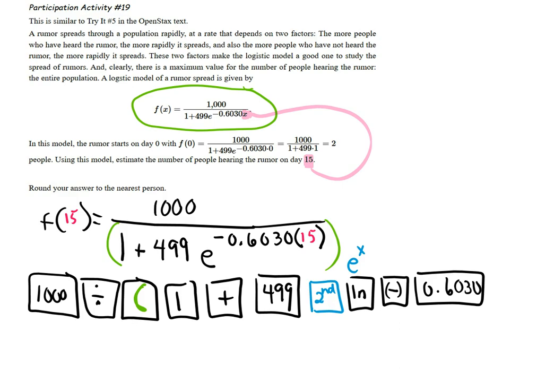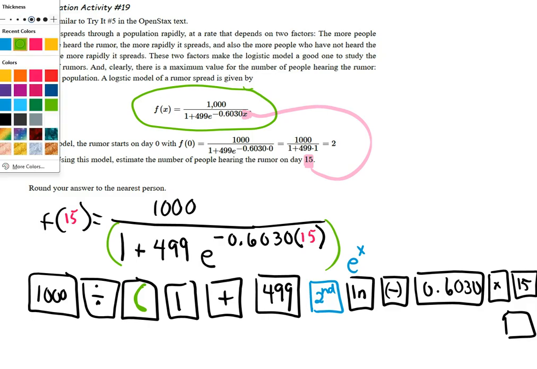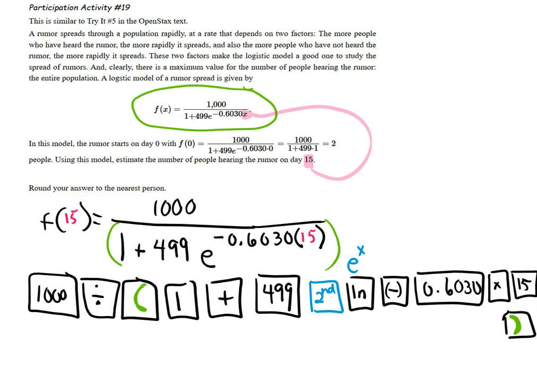0.6030, and then you can just hit your multiplication sign. That should work. Then type in a 15, and the last button I have to put in is to close those parentheses, because all of this, let me use a yellow highlighter, is the 1, the plus, the 499, and the e to the negative that times 15. All of that is inside the parentheses.